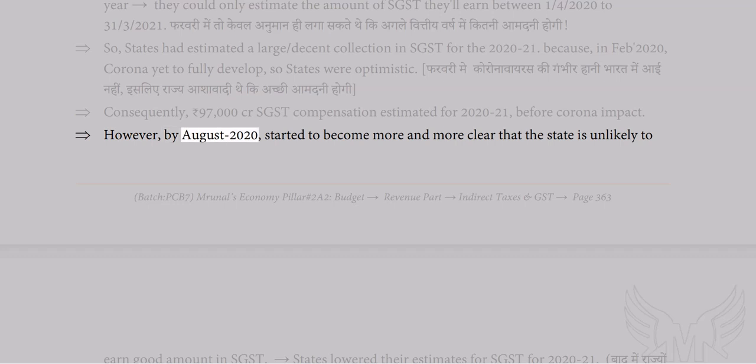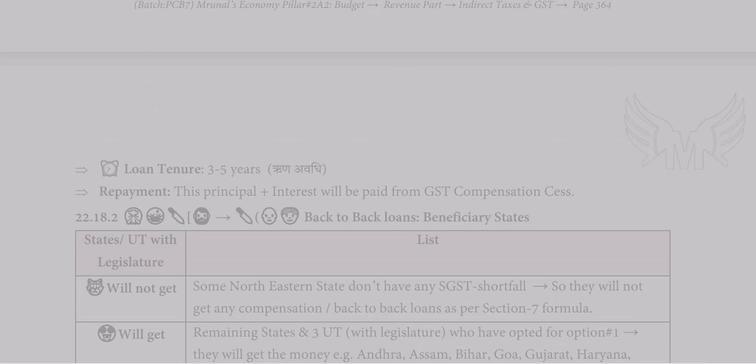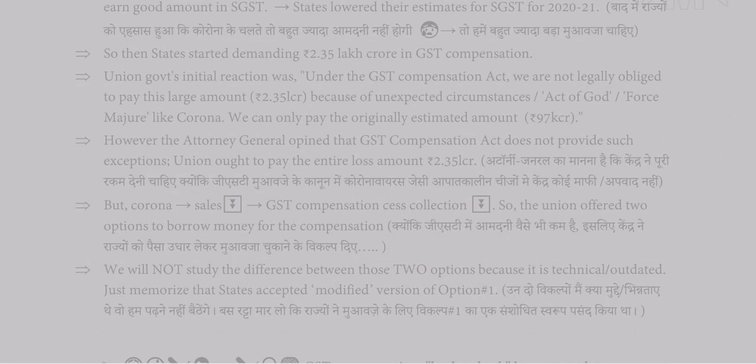However, by August 2020, it started to become more and more clear that the states were unlikely to earn a good amount in SGST. States lowered their estimates of SGST for 2020 to 21. So states started demanding 2.35 lakh crore rupees in GST compensation.